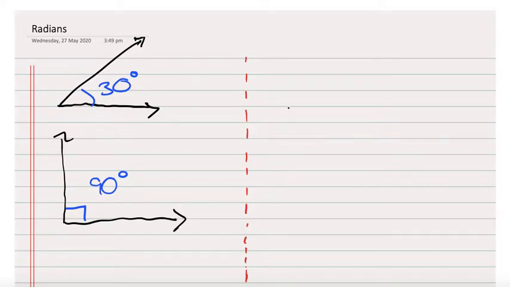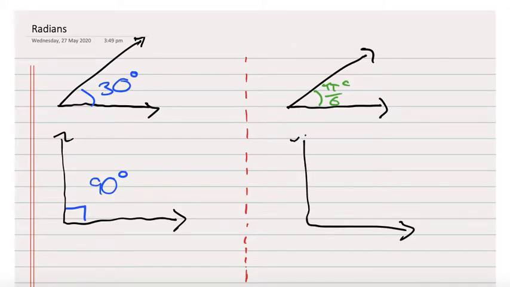When we're working with radians, we're going to see something slightly different. So the same angle, rather than describing it as 30 degrees, we'd describe it as pi over 6 radians. And then for this one over here, it's a right angle still, but we describe it as, oh, not pi over 4, pi over 2 radians.